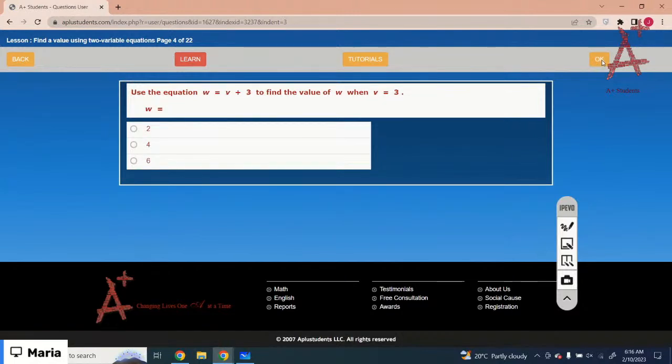Okay, the next one is use the equation w equals v plus 3 to find the value of w. So simply replace the value in the equation. It would be 3 plus 3. So 3 plus 3 makes 6. So the correct option is 6. The value of w is 6. Got it?